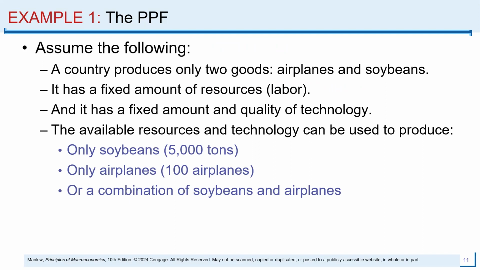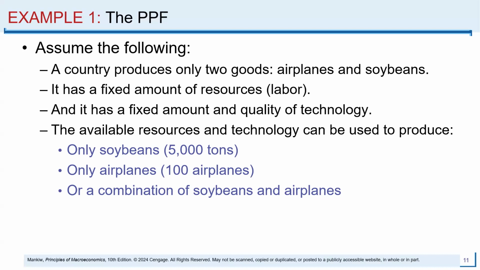It has a fixed amount of resources, which is labor. So now we only consider one production input. In the real world, maybe we need to put in the capital, maybe we need to put in other kinds of resources. But here, for simplicity, we assume that the production only needs labor. And it has a fixed quantity of technology. So the technology is given and is already fixed. So we do not consider the technological advancement over time. All right, so it is a static model. In our world, we do not consider the change over time.